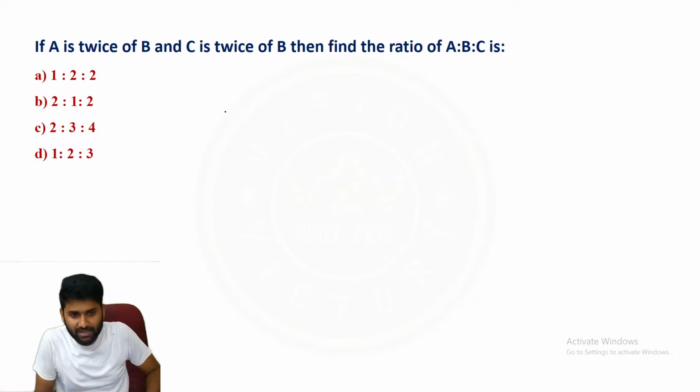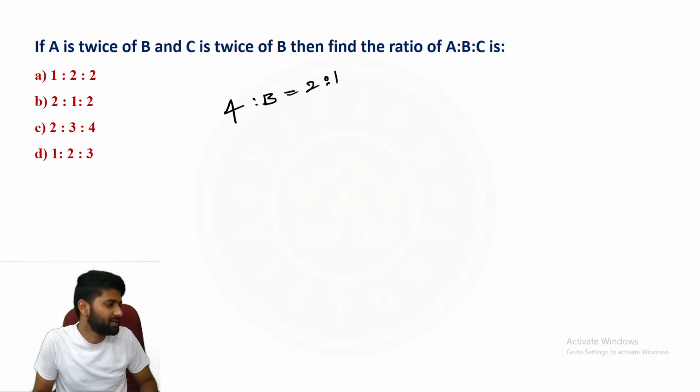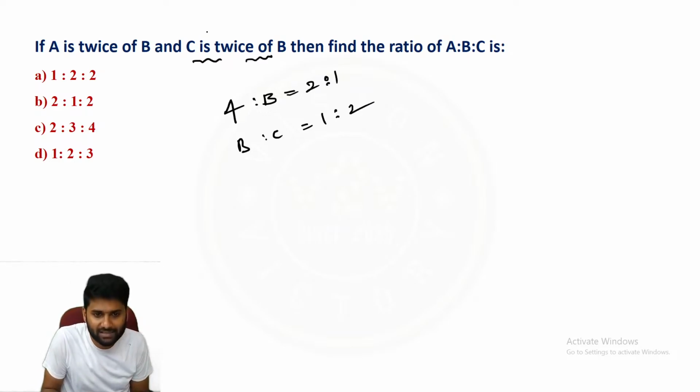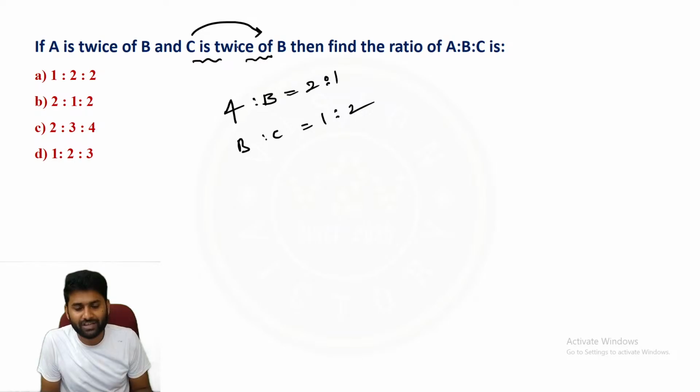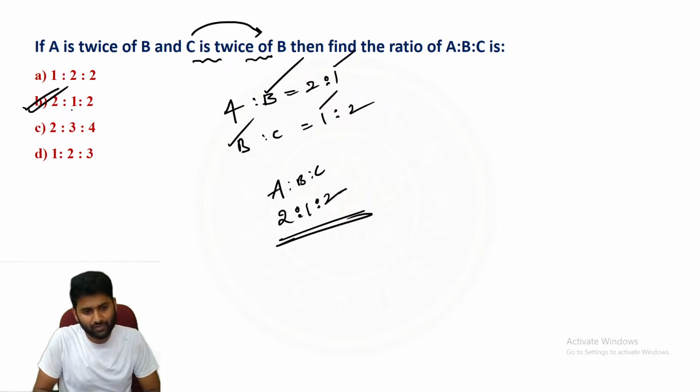Okay, here the comparison. A is twice of B. If A is twice of B, it is in the ratio of 2 is to 1. And C is twice of B. Let's take C and B. If you take B as 1 unit, C value is 2 times. That's why it is in the ratio of 1 is to 2. Now B is the common element and both numbers are the same, so the ratio is 2 is to 1 is to 2. 2 is to 1 is to 2 is the correct answer.